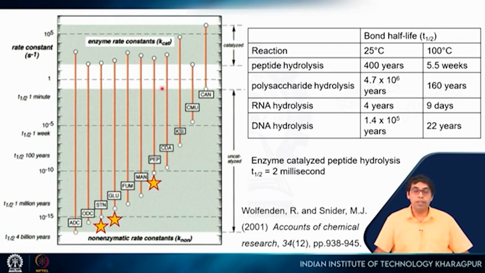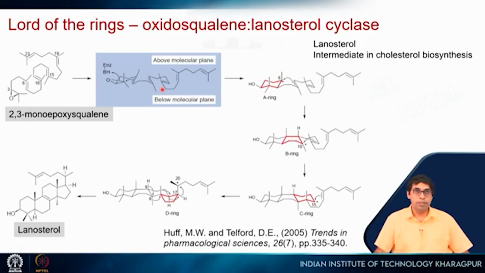Not only that, enzymes also have the ability to catalyze some really complex reactions. So, we will see one example here. The enzyme oxidosqualene lanosterol cyclase results in the production of a sterol which is called lanosterol, right. This is an intermediate in cholesterol biosynthesis. Lanosterol is produced from this linear molecule. You can see that this is actually a linear molecule which is drawn in this folded manner.